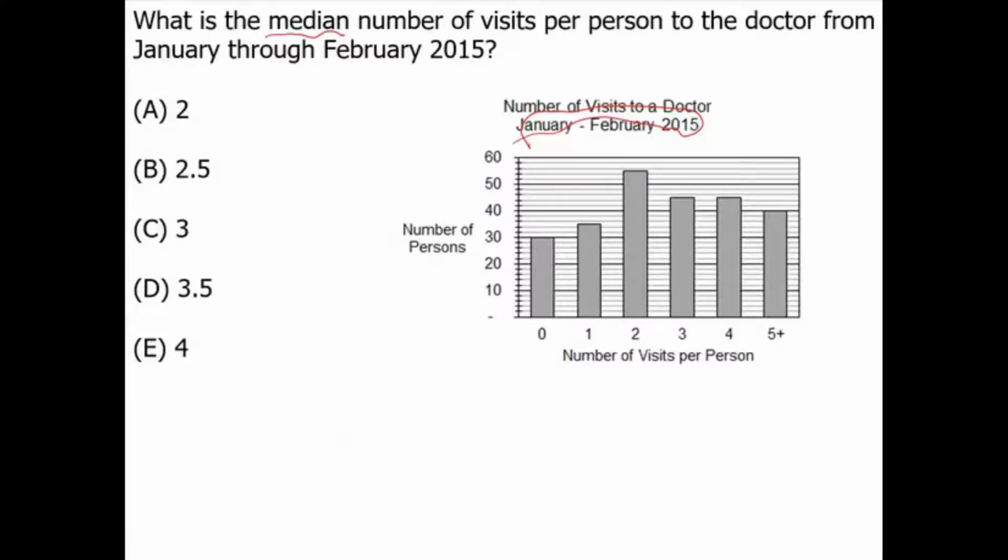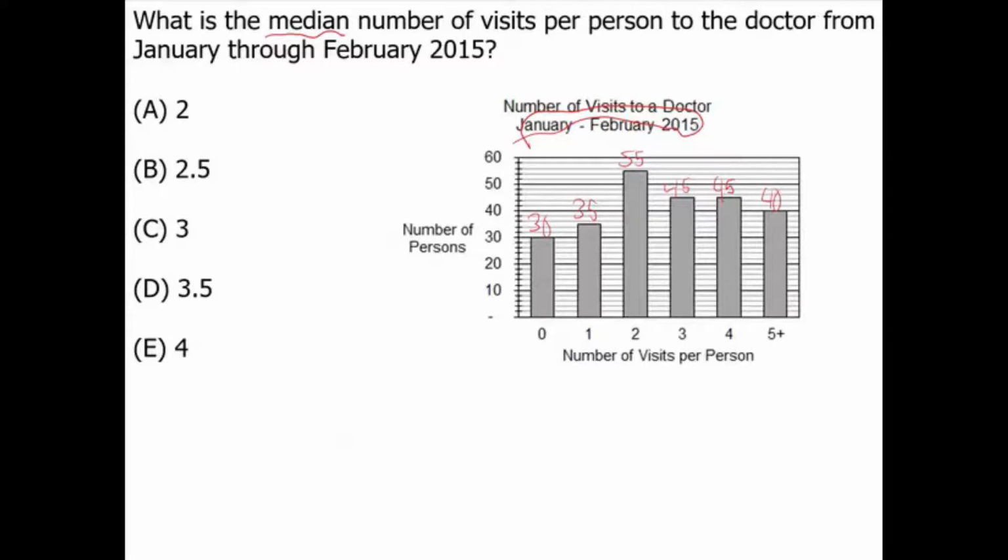So to find the median, the first thing we want to do is count the number of people for each one of these bars, so we can add them together and find the total number of persons represented in this graph. So 0 is 30, 1 is 35, 2 is 55, 3 is 45, 4 is also 45, and 5 plus is 40.